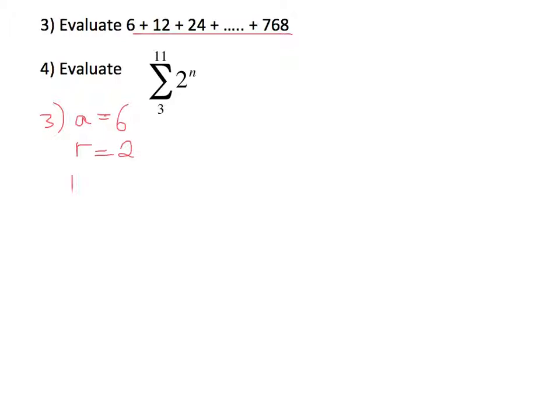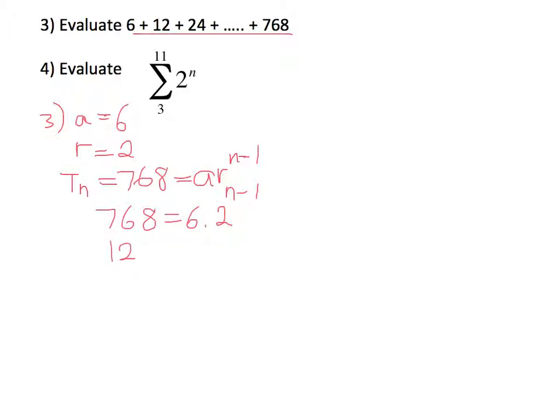And we don't know how many terms there are. We don't know what n is, but we know that the last term is 768. That's the nth term in this geometric series, which is ar^(n-1). So using the formula for the nth term of a GP, that's 6 times 2 to the power of n minus 1. We will solve this for n first, and then we'll be able to substitute into the sum of a GP formula. So, if 768 equals 6 times 2^(n-1), then we'll divide both sides by 6. So 128 equals 2 to the power of n minus 1.